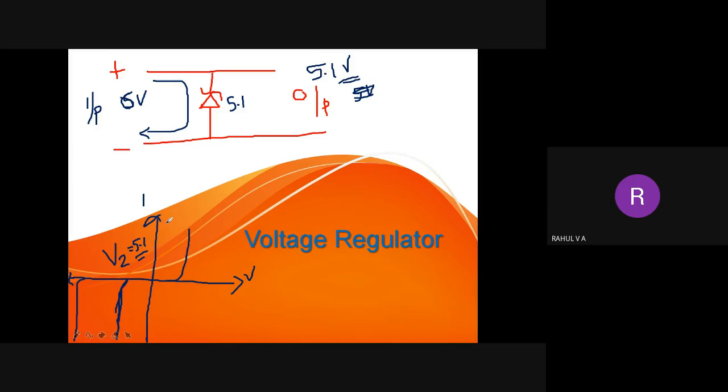But if you look at this diagram, after 5.1 volt, the voltage is constant, current is increasing. The voltage across the diode is constant. So 5.1 you are getting at the output, even if the input is 6 volt. Now, if I make this 8 volt, the current through the Zener diode increases, but output voltage is still 5.1. If I make it some 10 volt, again current through the Zener diode increases, but output is 5.1 itself. So output will be a constant 5.1 volt that you will be getting always.